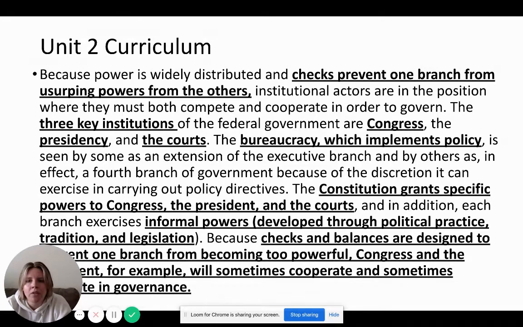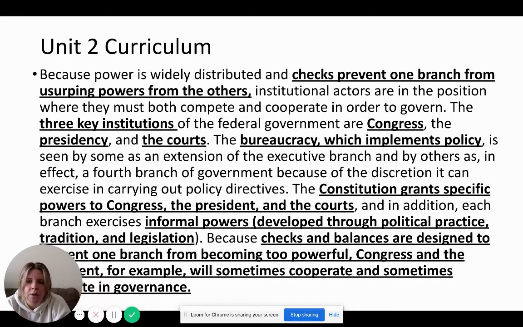The three key institutions of the federal government are the Congress, presidency, and the courts. The bureaucracy, which implements policy, is seen by some as an extension of the executive branch and by others as, in effect, a fourth branch of government because of the discretion it can exercise in carrying out policy directives. So some people say the fourth branch of government would be the bureaucracy because they're the ones actually implementing and putting the laws into place.